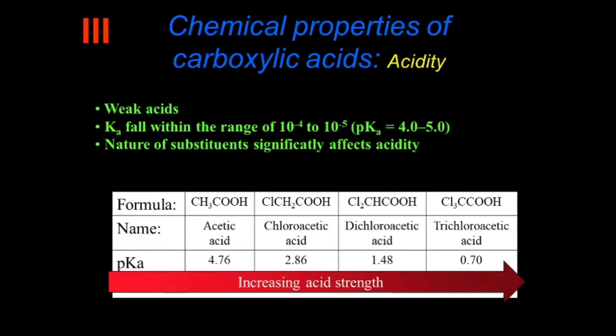Electronegative atoms on the carbon adjacent to a carboxyl group increase acidity because they pull electron density away from the O-H bond in the carboxyl group, thereby facilitating ionization of the carboxyl group and making it a stronger acid. Compare, for example, the acidity of acetic acid and chloro-substituted acetic acid. As you see, increasing the number of chlorine atoms significantly increases acidity.